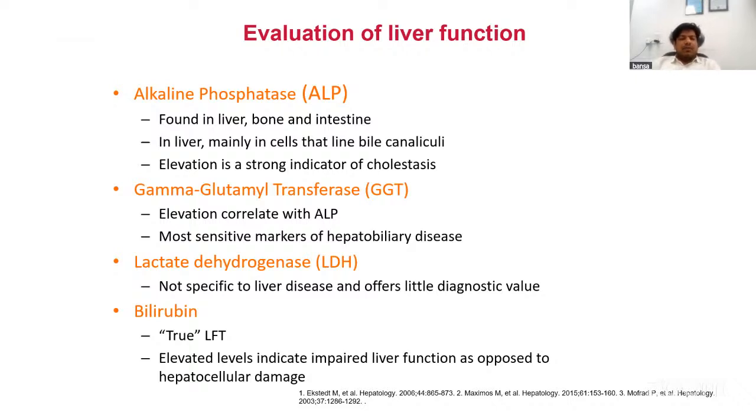ALP is also found in liver, brain, bone, and intestine. In liver, mainly in the cells that line the bile canaliculi. Elevation is strongly suggestive of cholestasis. GGT is checked when alkaline phosphatase is elevated, and we have to decide whether it is due to liver origin or some bone origin. So it is generally a hepatobiliary disease marker. LDH is non-specific to liver disease and has little diagnostic value. Bilirubin, elevation indicates impaired liver function as opposed to hepatocellular.